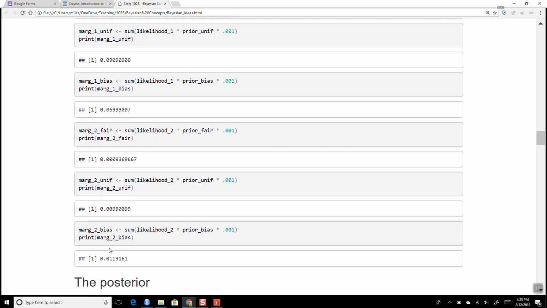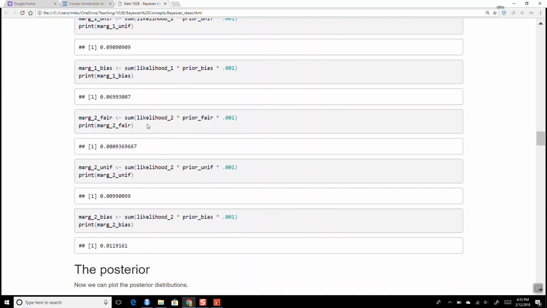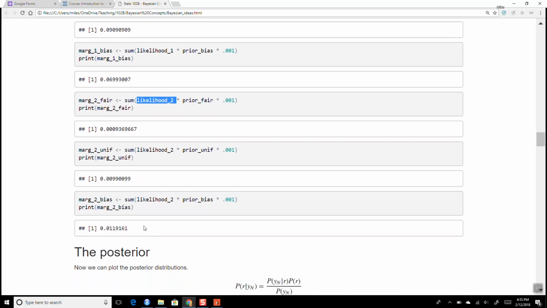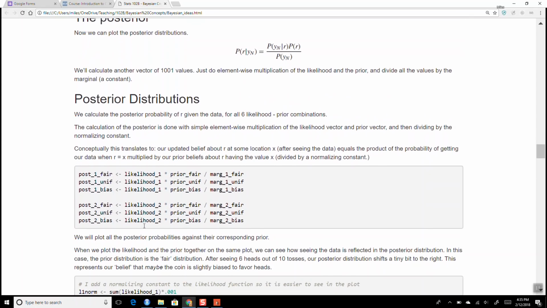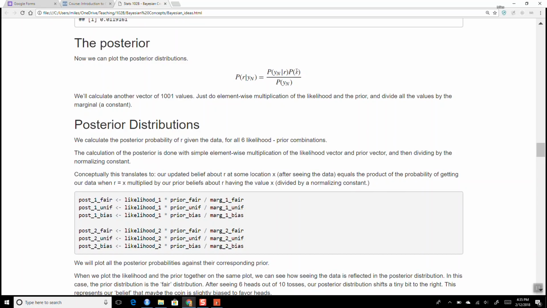Right now they don't mean much, but what we can see is the likelihood of getting these outcomes under different priors. They vary a little bit, okay? And we see that for the second scenario, where we flipped 100 coins and got 70 heads, those marginals are much smaller in general because that data is much less likely to begin with, okay? And so the posterior is just the likelihood times the prior divided by the marginal value, okay?